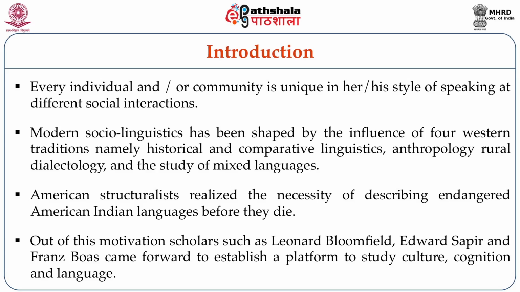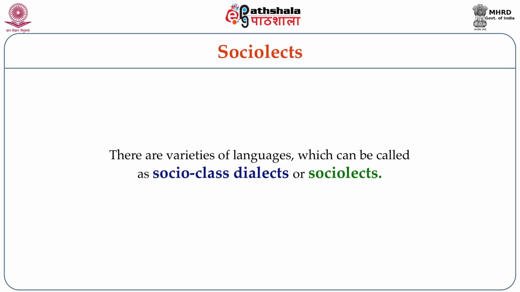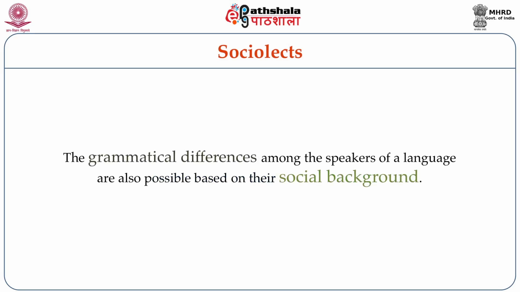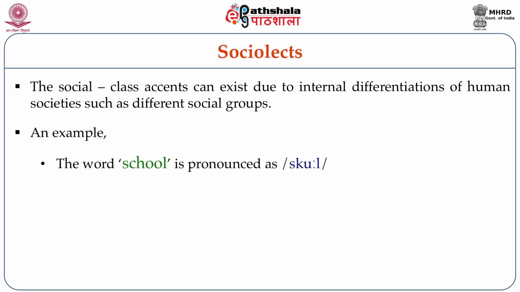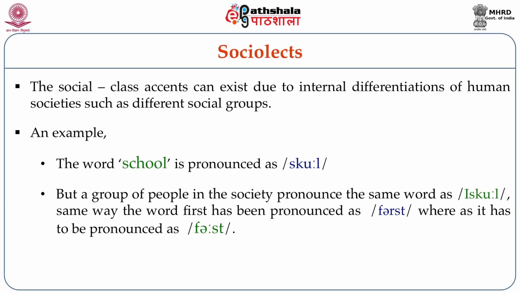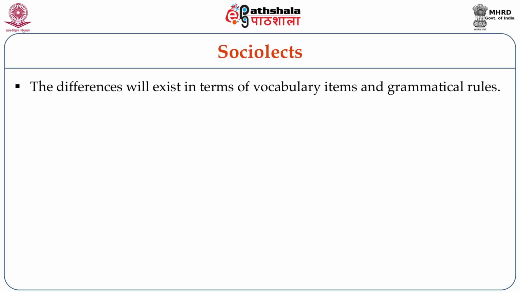There are varieties of languages which can be called class dialects or sociolects. The grammatical differences among the speakers of a language are also possibly based on their social background. The social class accents can exist due to internal differentiation of human societies, such as different social groups. An example: the word school is pronounced as skull, but a group of people in the society pronounce the same word as school. Same way, the word first has been pronounced as first, whereas it has to be pronounced as first. The difference will exist in terms of vocabulary items and grammatical rules.